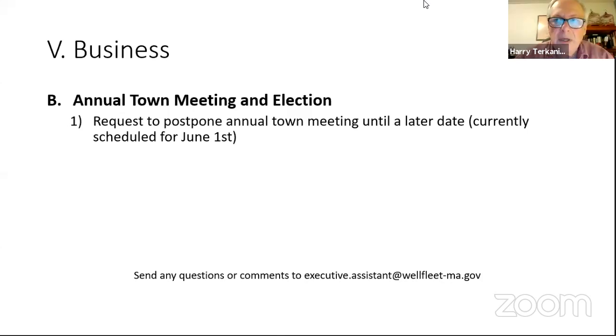No, postponing, I'm suggesting postponing the date. As a practical matter, it takes you about 5 weeks to get the warrant printed and mailed. So if you don't make a decision, you now really have run out of time anyway. So I suggest that you postpone the date of the annual town meeting to a date in the fall. And I don't have any particular reason to disagree with the proposal Dan put forward.